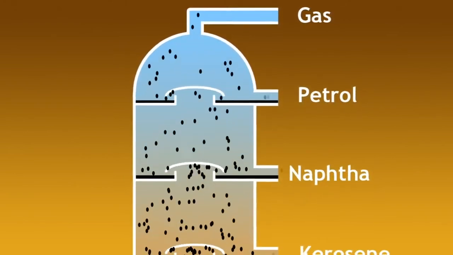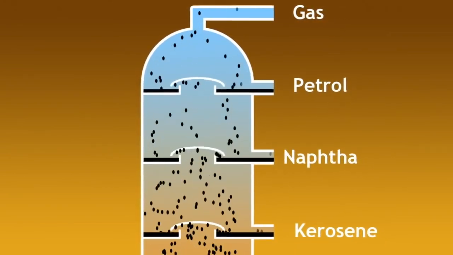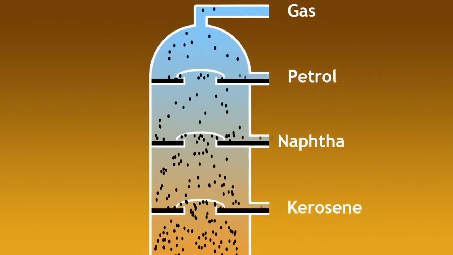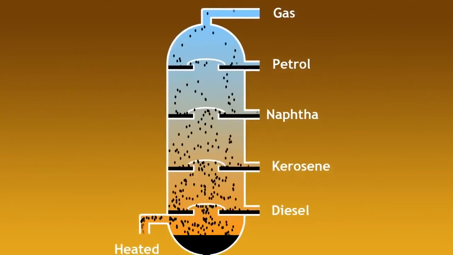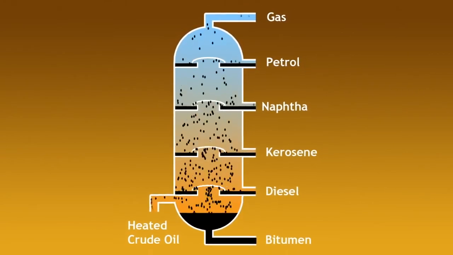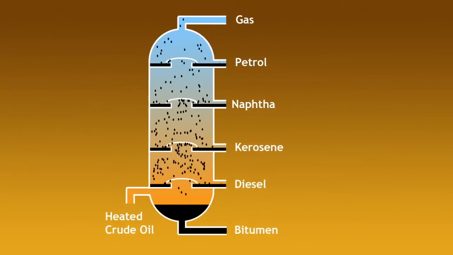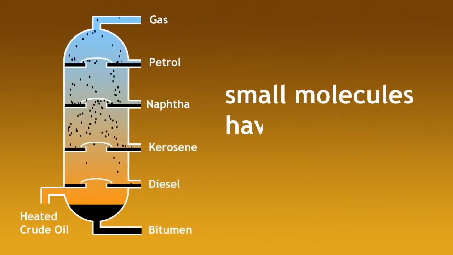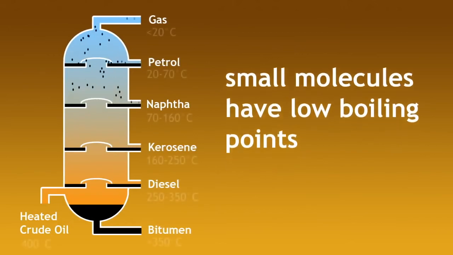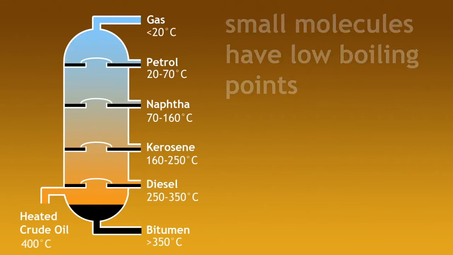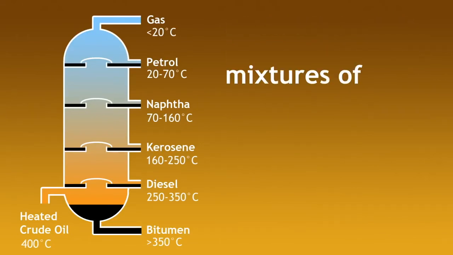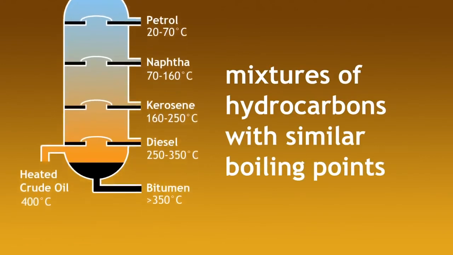The rest of the molecules start to rise up the column, making their way through bubble caps in each tray. The bubble caps slow down the rate of the rising vapor, and eventually the vapors get too cool, condense, and are collected as liquids in the trays. Small molecules have low boiling points, and so condense much higher in the column, where the temperature is cooler still. As you can see, hydrocarbons with similar boiling points are collected in the same tray, and this is why they are known as fractions. They are mixtures of hydrocarbons with similar boiling points.